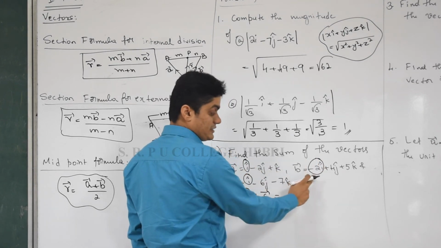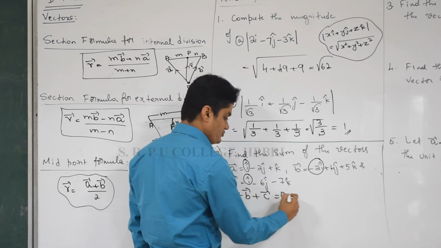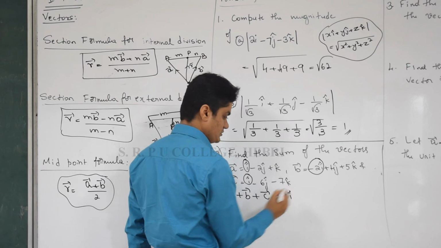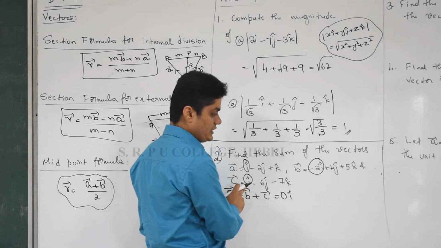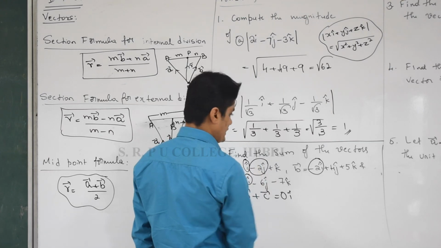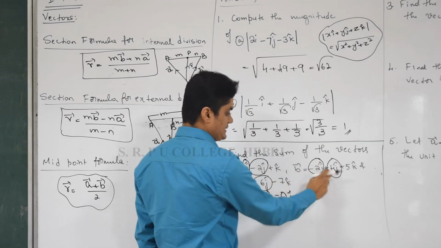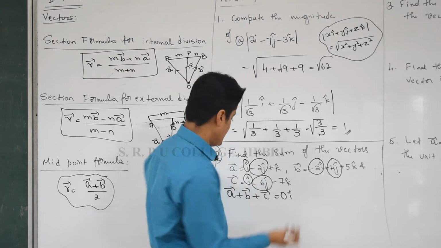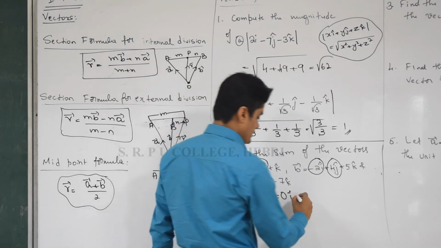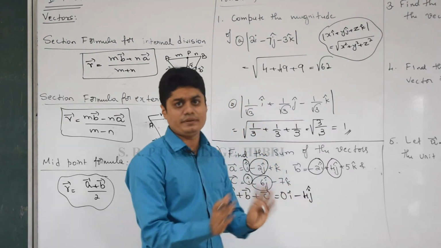1i minus 2i, what happens? Minus i plus i is 0i. Do you understand what I'm saying? i plus i is 2i, and minus 2i gives 0. Next, this j component: minus 2j plus 4j plus 2j minus 6j minus 4j. Correct? These are the component-wise sums.